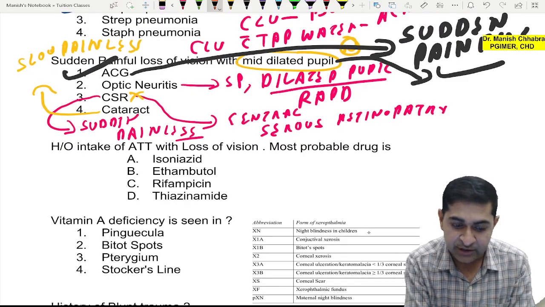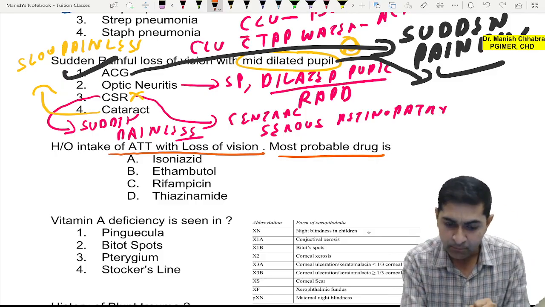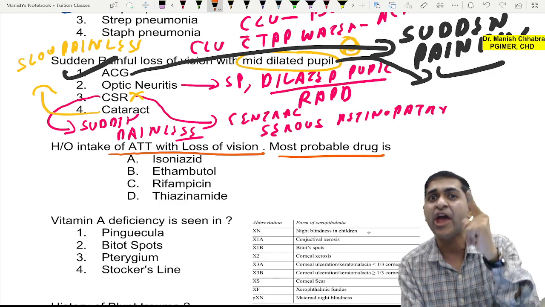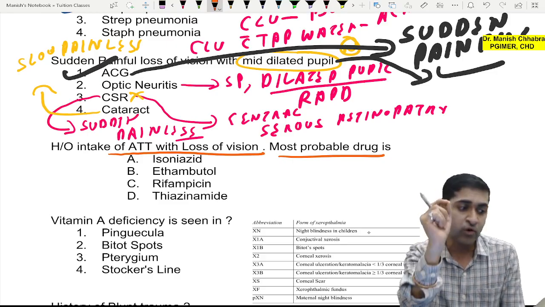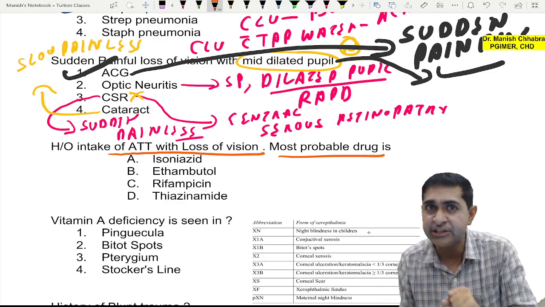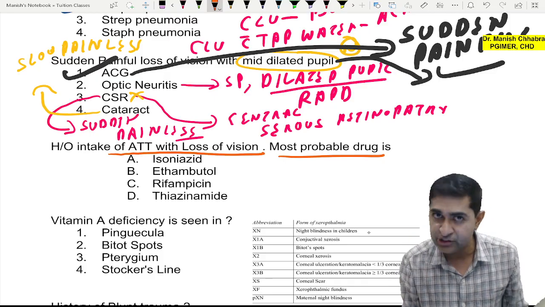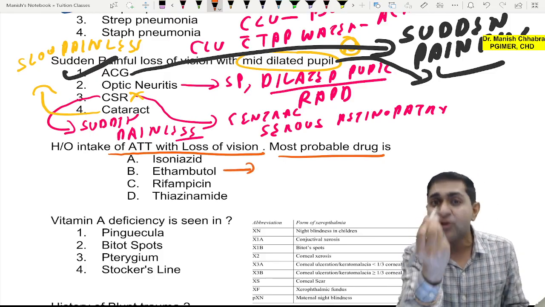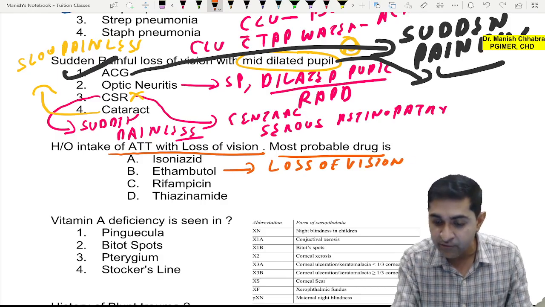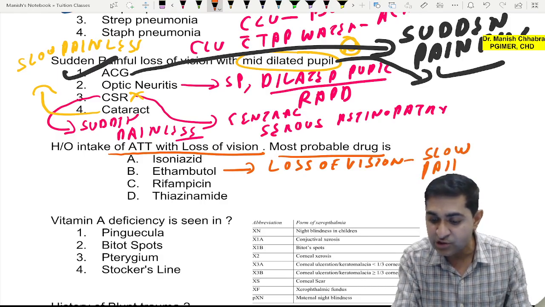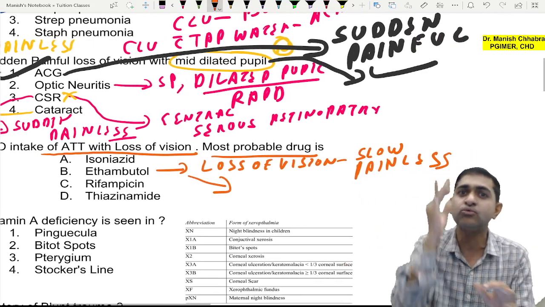Okay, now history of intake of ATT with loss of vision. ATT is anti-tubercular therapy. Most probable drug is... now boys and girls, out of these 4 drugs, one drug is very dangerous for the vision. Today in the hospital there was one patient who had pulmonary TB and was on ATT. I was called to the general ward to look at the visual status of the patient. When I looked, I could appreciate that there was slow, painless loss of vision. I realized I needed to do some more tests, so I called the patient to my OPD from the ward.